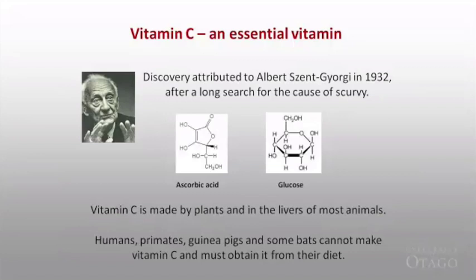Well, vitamin C is this small molecule. It's made from sugar, and it's made by plants and in the livers of most animals. So most animals don't need to eat anything with vitamin C in it. People, on the other hand, and other primates, guinea pigs, and some fruit bats can't make their own vitamin C. Somewhere in our evolutionary history, we've lost that ability. So we must get it from our diet. Therefore, for us, it's a vitamin.